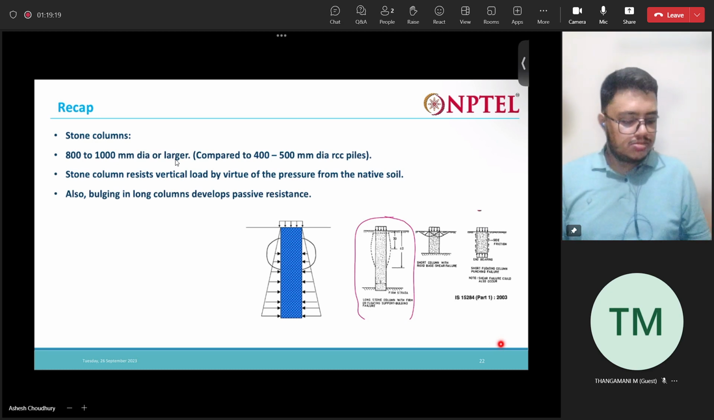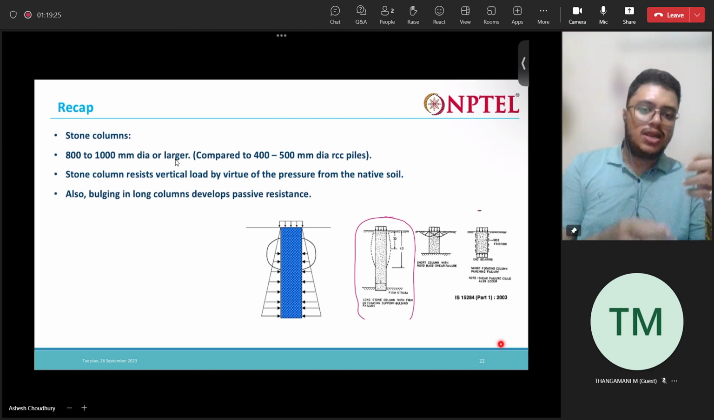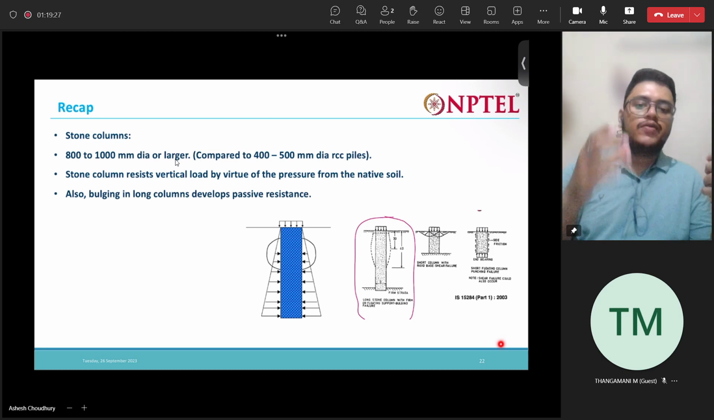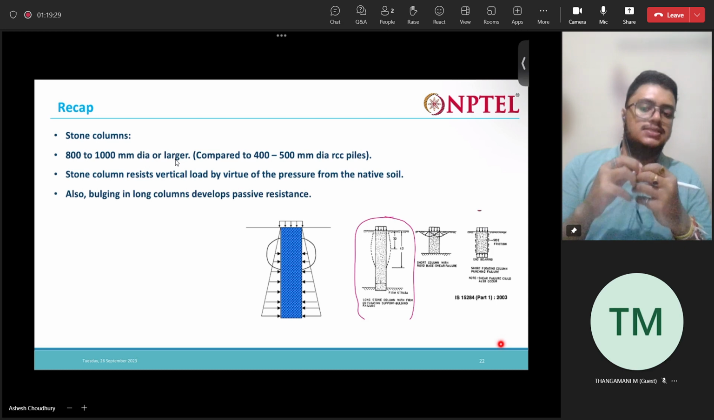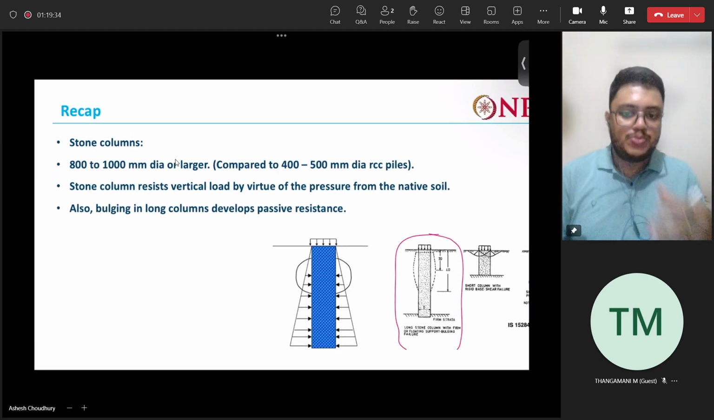So what are stone columns? The stone columns are very rigid columns. The rigidity is provided by the granular substance, the aggregate that we are using to build the stone columns.